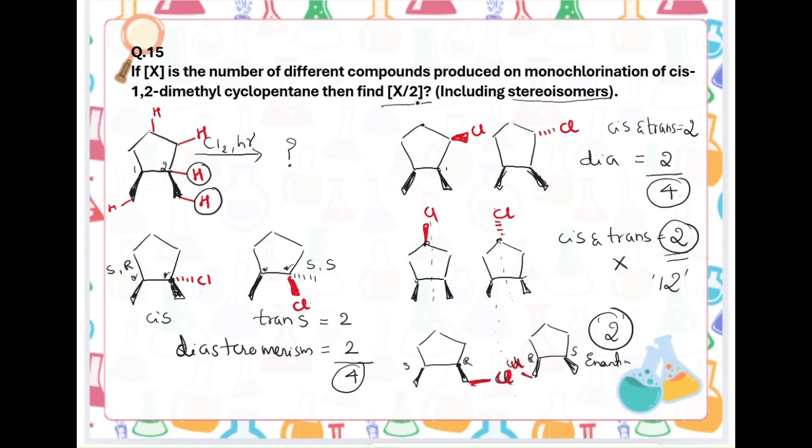But the question says x by 2. So x by 2 is equal to 12 by 2. That means what? 6. The final answer is 6. So the final value for the given question is 6.